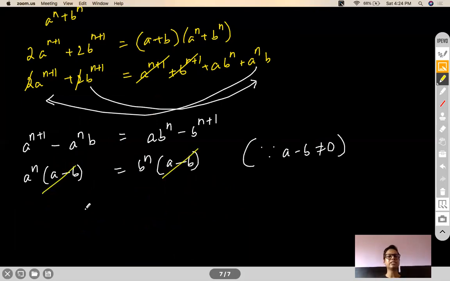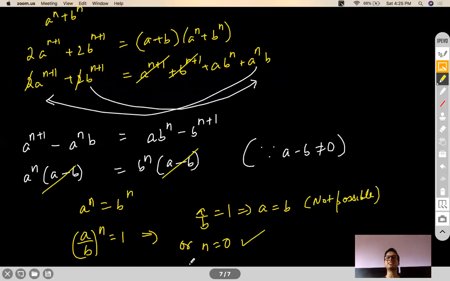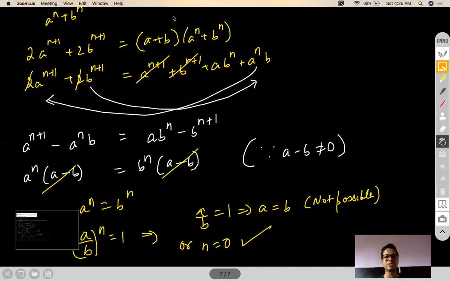Okay. So this leaves you with a to the power n equal to b to the power n, or in other words, a by b to the power n is 1, right? So this means either a by b is 1 or n is 0. But if this is 1, it means you're saying a equal to b, which is not possible. Okay. So the only possibility left is n is 0. So yes, absolutely correct. Janta, who said n equal to 0? Absolutely right.